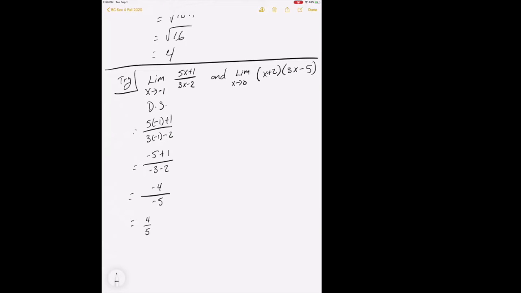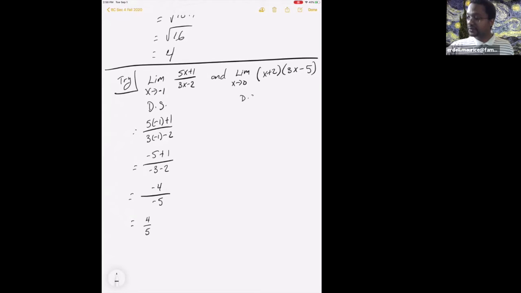On the other hand, plug in 0 again by direct substitution, just plug in 0. So that's going to be 0 plus 2 times 3 times 0 minus 5. 0 plus 2 is 2. 3 times 0 is 0. 0 minus 5 is -5. So it's just 2 times -5, -10.